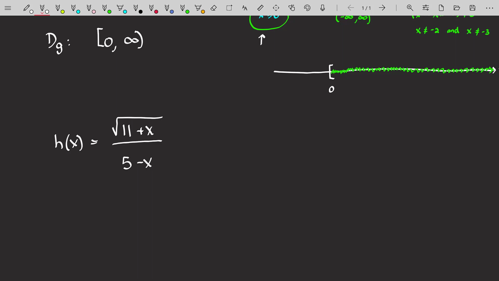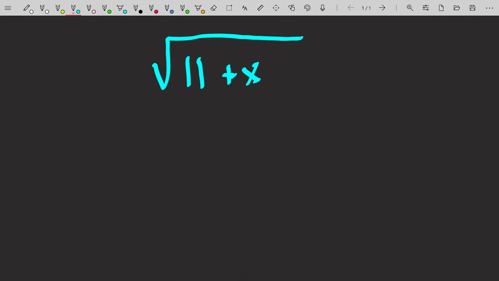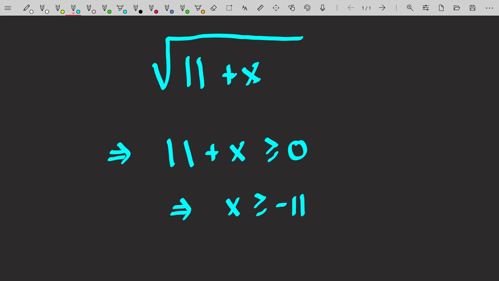So let's take a look at both of those functions, the numerator function and the denominator function. The numerator function is the square root of 11 plus x. And we happen to know, again, that even indexed radical functions need non-negative arguments. That is, the argument 11 plus x has to be greater than or possibly equal to 0. That's perfectly fine if it's equal to 0. So subtracting 11 from both sides, we get that x is greater than or equal to negative 11.